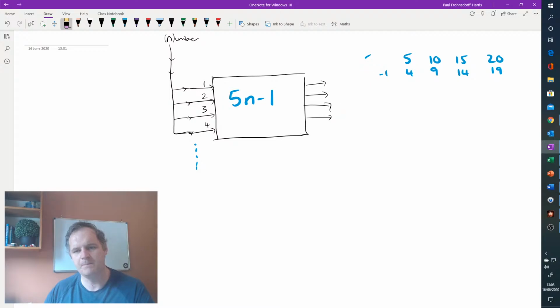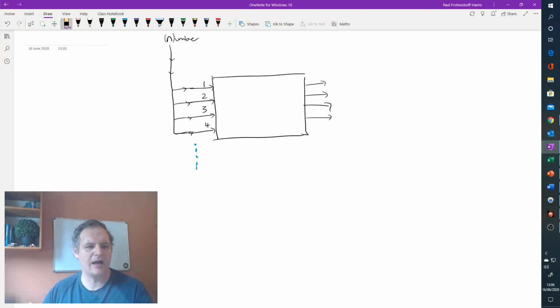Sometimes we might have even 2.5n plus 3. I'm not expecting year 5s and 6s to be able to come across these. This is like year 8 or 9, but no harm done.